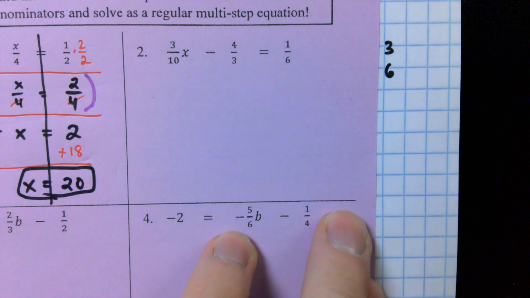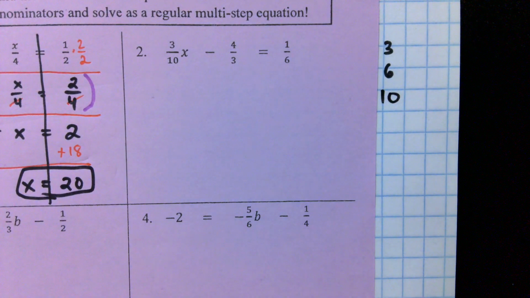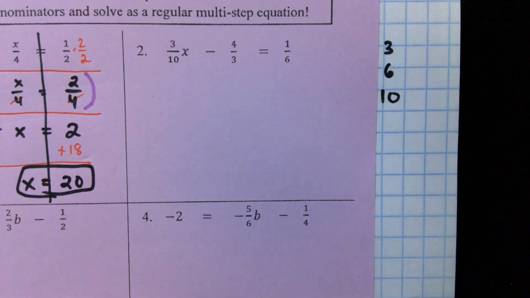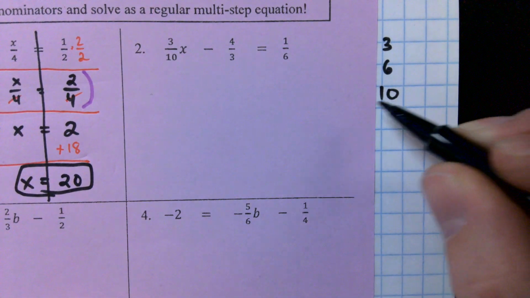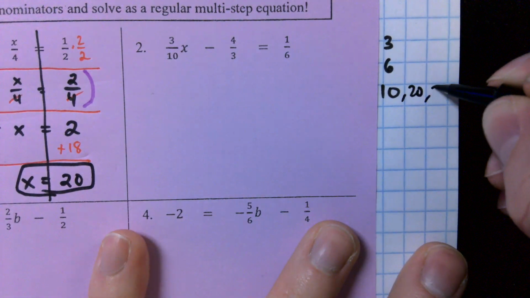What are my 3 denominators that I have? 3, 6, and 10. Right away I look at that and go, 3 goes into 6, but 3 doesn't go into 10, and 6 doesn't go into 10 either. So the easiest way to do this is I'm going to take my biggest number and write out the multiples of my biggest number. 10, 20, 30.